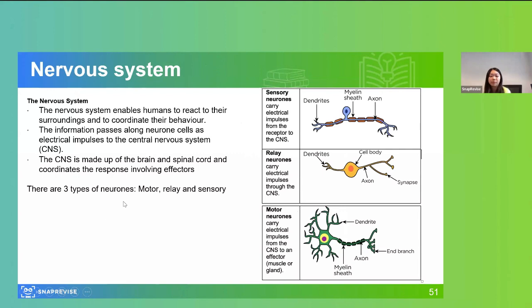So the nervous system. You need to know a few things. The nervous system allows humans to react to their surroundings. The nervous system essentially coordinates all of your behavior, all of your movements, even your eyes, your smell, your talking, your taste. Everything is coordinated by the nervous system. So it's very, very important.